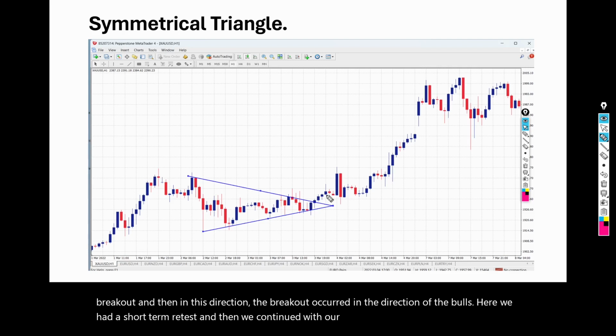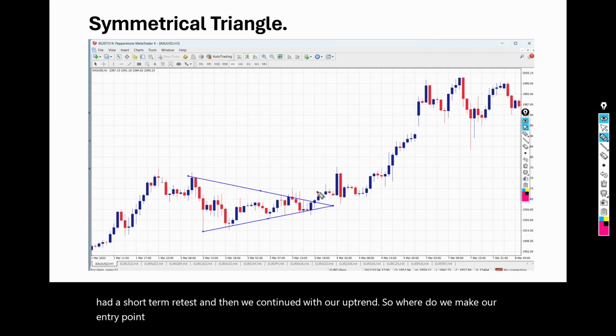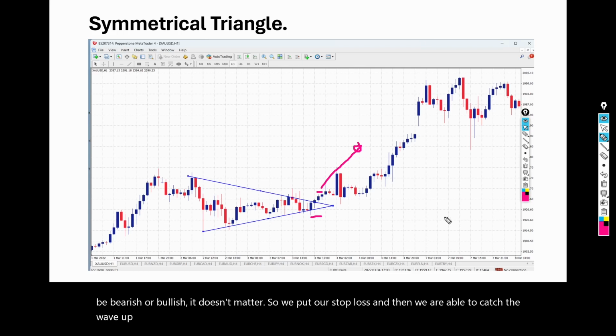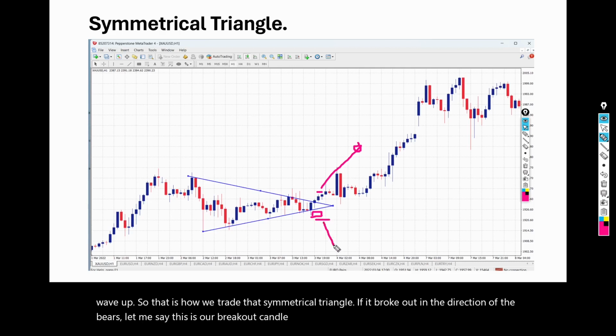So where do we make our entry point? The entry point is at the candle which breaks out of the triangle. The candle could be bearish or bullish, it doesn't matter. So we put our stop loss, and then we are able to catch the wave up. So that is how we trade the symmetrical triangle. If it broke out in the direction of the bears, let me say this is our breakout candle, we would put here our sell stop order and be able to catch the wave down.